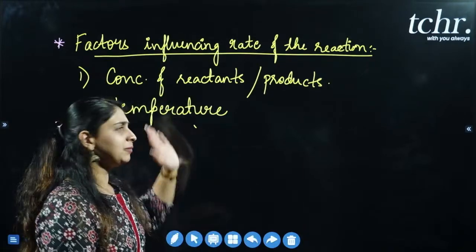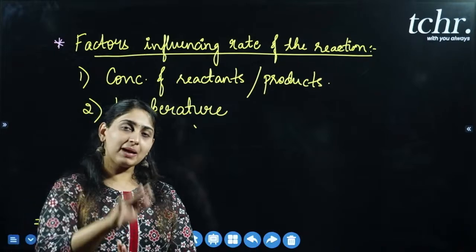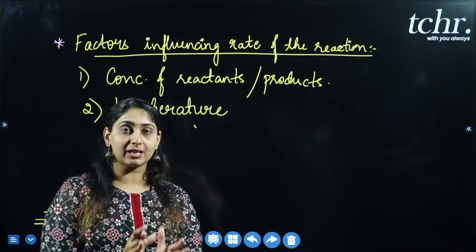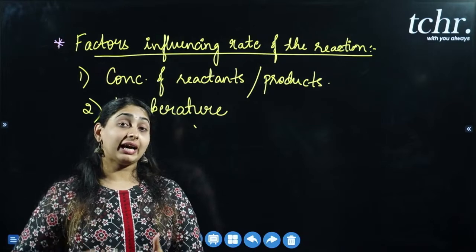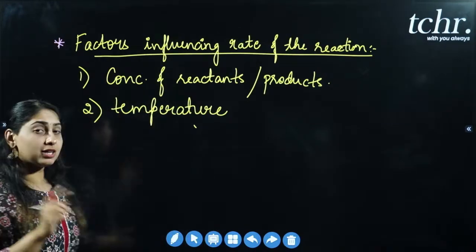Similarly, if a chemical reaction is proceeding very slowly, maybe by supplying temperature or heat we will be able to enhance the speed of the reaction. So temperature plays a major role in any particular chemical reaction.